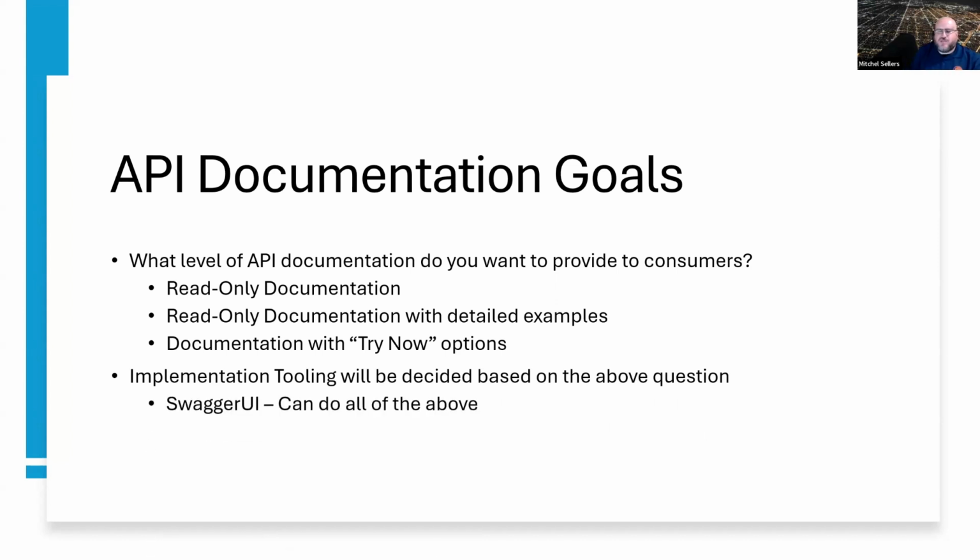and Swagger UI is the first one. So Swagger UI is a third-party library that you can bring in. It's open source. It was the gold standard in all things Microsoft leading up to the .NET 9 release. I'll talk a little bit more about how things changed with .NET 9 in just the next slide here. But the idea is that Swagger UI can do all of the above. It can create read-only documentation. It can give you detailed examples. You can give it a try now experience and let people actually interact with your API. So we can do all of this with a single line of code, really easy to get some of that stuff going.